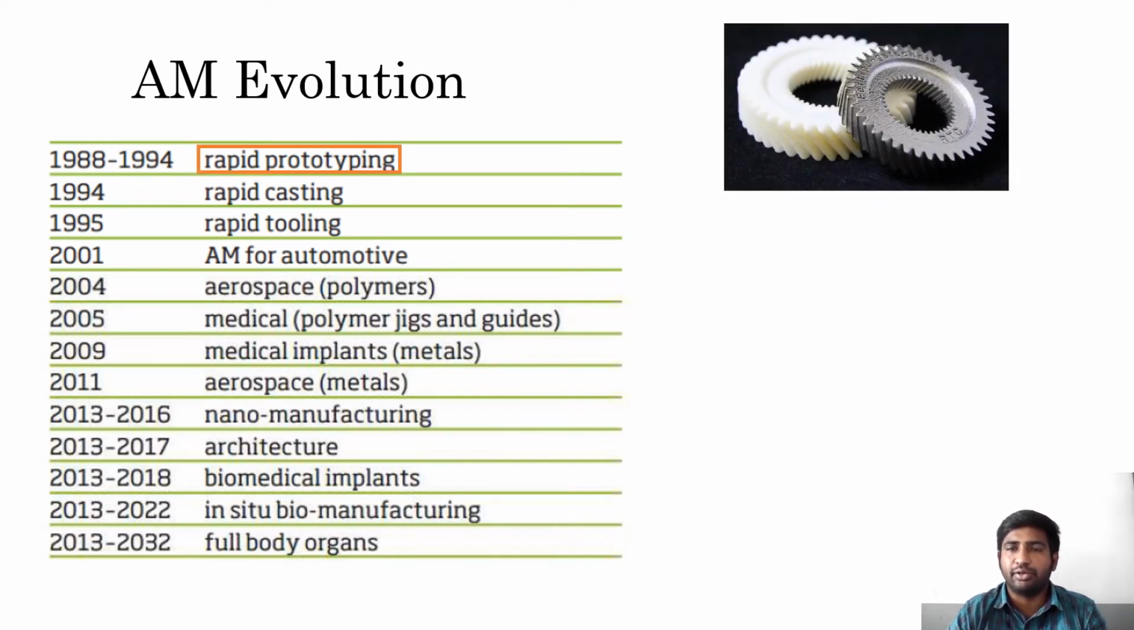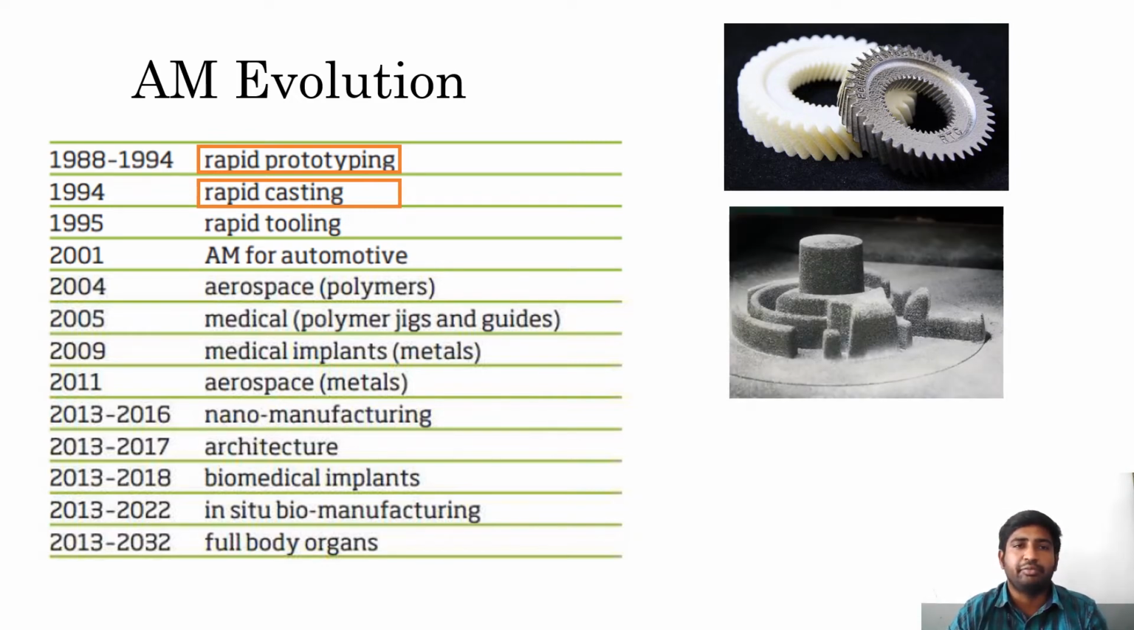So AM evolution: first of all, it started in 1988 to 1994. In that period, rapid prototyping technologies evolved. Okay, after 1994, rapid casting evolved. In 1995, rapid tooling. So here we can see the pattern.